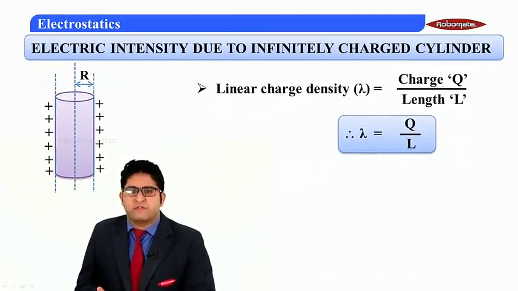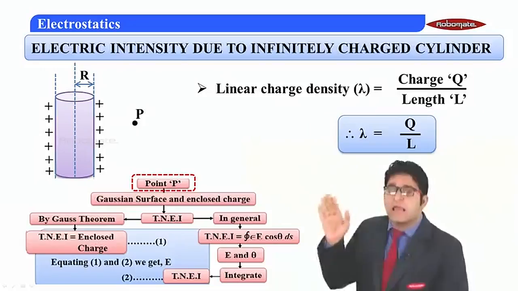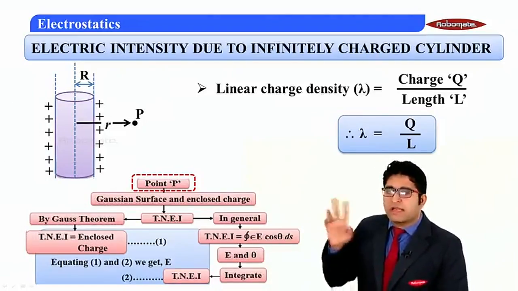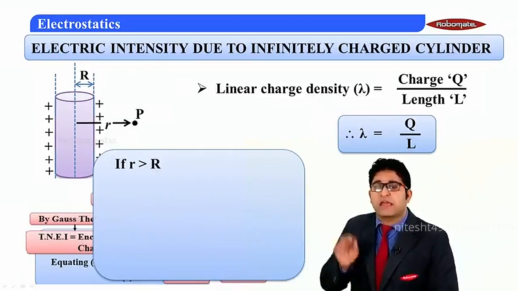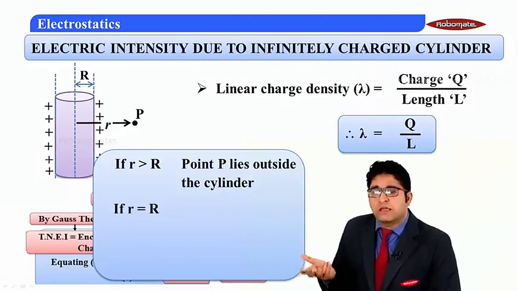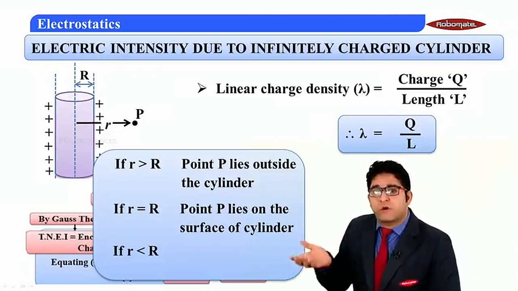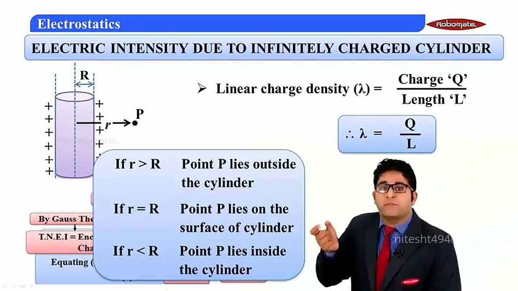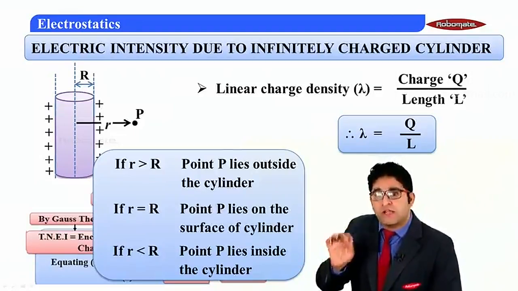Now while discussing intensity, we are supposed to find intensity at a particular point, so the next point of discussion is point P. Let us consider a point P here, at a distance of small r from the axis of the cylinder. See small r and capital R: which one is greater? Yes, small r is greater than capital R, so point P lies outside the cylinder. If small r was equal to capital R, then point P lies on the surface of the cylinder, and if small r is less than capital R, then point P lies inside the cylinder. So based on the values of small r and capital R, we can find where point P is present. In this case, small r is greater than capital R, so point P is lying outside the cylinder.